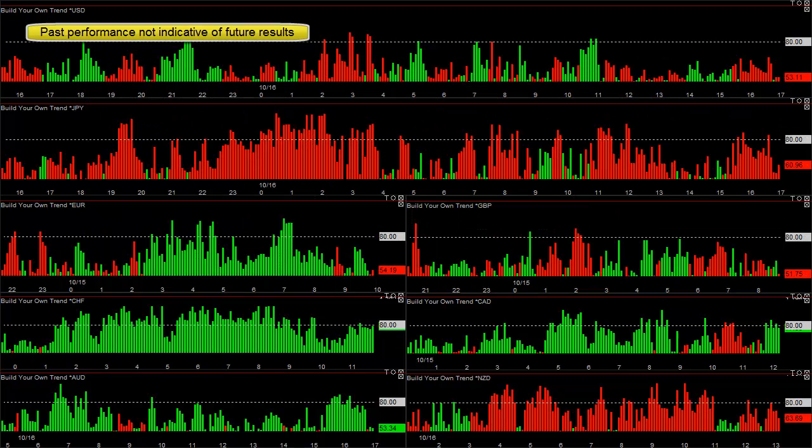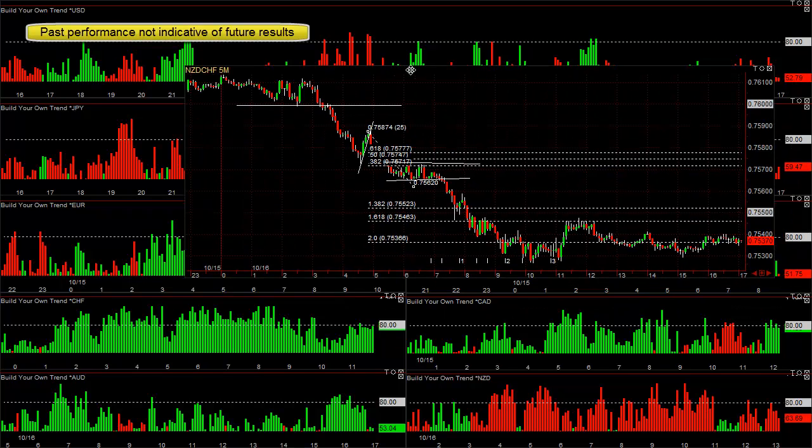It's pretty much crystal clear. The New Zealand, again, very, very weak. The CAD's strong, especially a little bit before 4. You can also sell the New Zealand CAD.